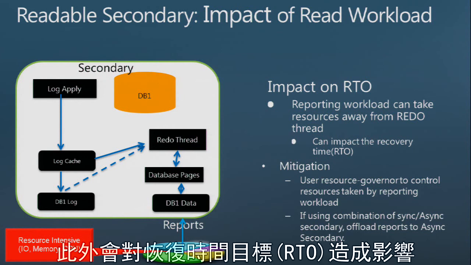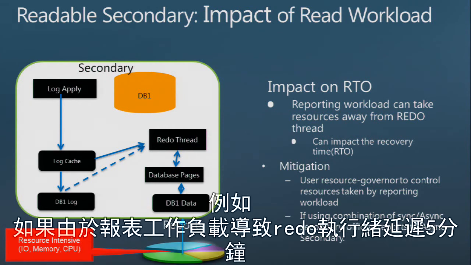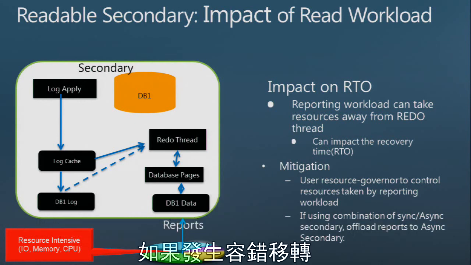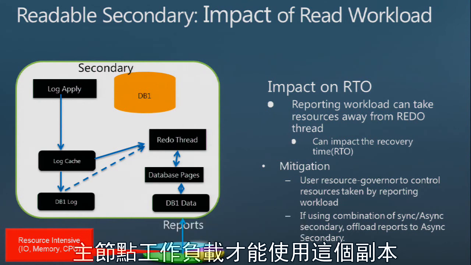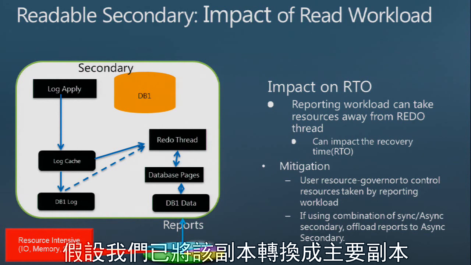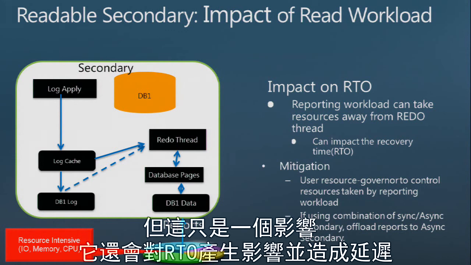And then there's an impact on the RTO, the recovery time objective. So in case, let's say because of the reporting workload, the redo thread fell behind, say 5 minutes. Now, if the failover happens, after the failover we have to catch up those 5 minutes worth of log records before we can make that replica available for the primary workload, assuming that replica was converted into the primary replica. So that is one impact. So there is an impact on the RTO, and there is an impact on the latency.